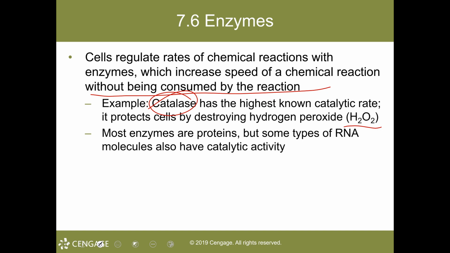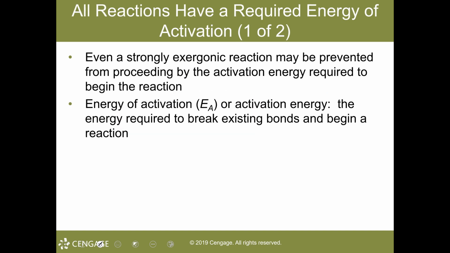And I can hardly wait to show you all this in person in lab. So catalase has the highest catalytic rate known for any enzyme. It protects cells by destroying that toxic hydrogen peroxide. Yes, it's poisonous, class, and it's produced as a byproduct of some cell reactions. The bombardier beetle uses the enzyme catalase as a defense mechanism. So it's pretty amazing how this works.